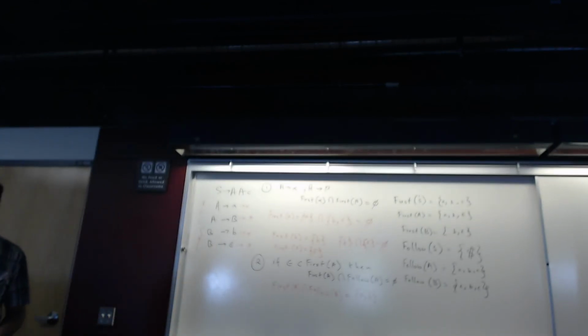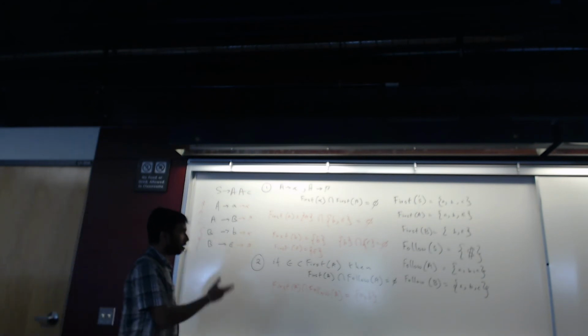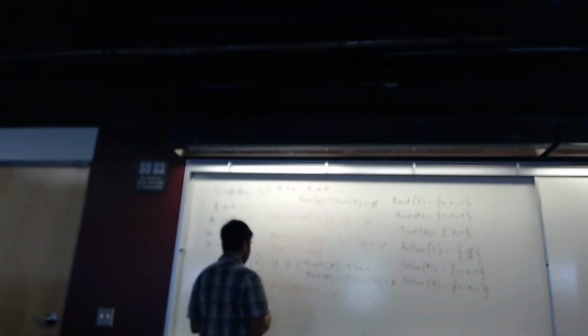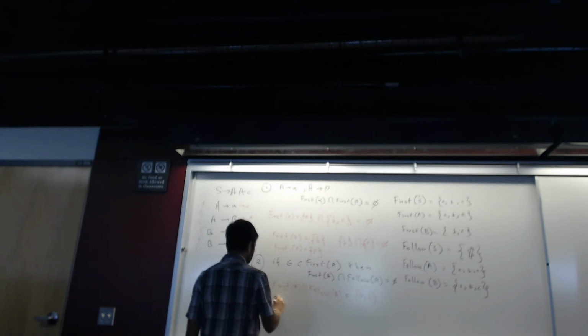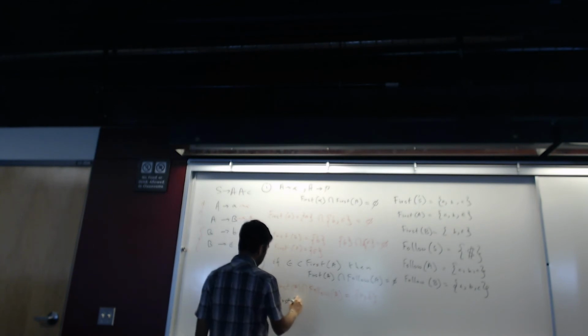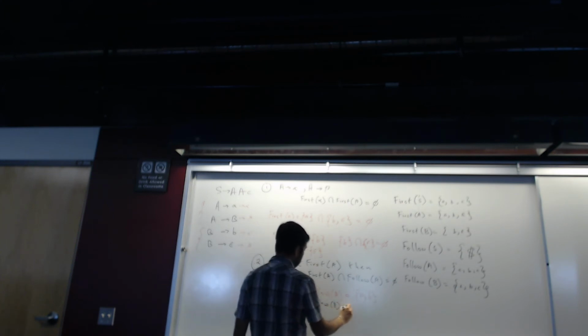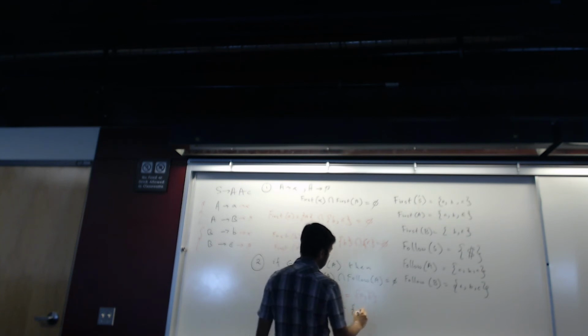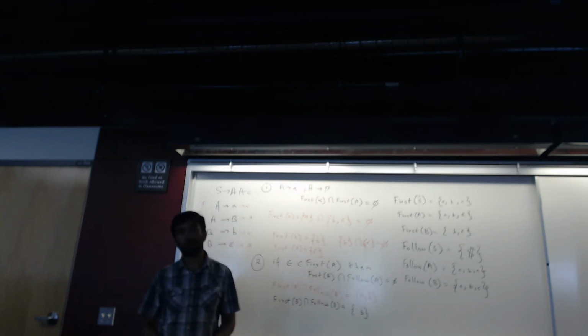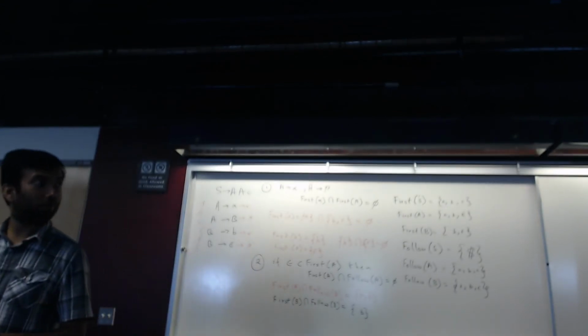It's not empty, right? So after doing so many things, you found out that this grammar does not have a predictive recursive descent parser. Just for the sake of completeness, you can compute the intersection of first of B and follow of B also. Not empty. So this grammar does not have a predictive recursive descent parser.